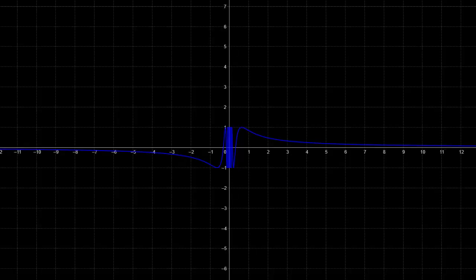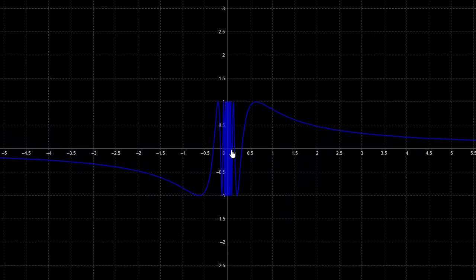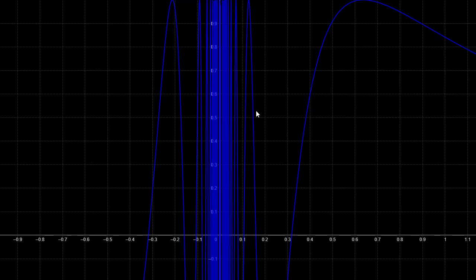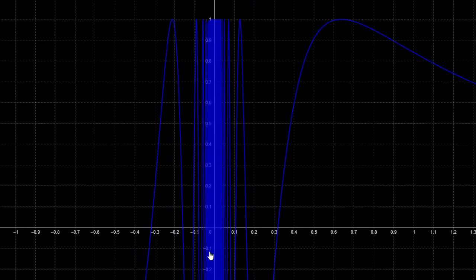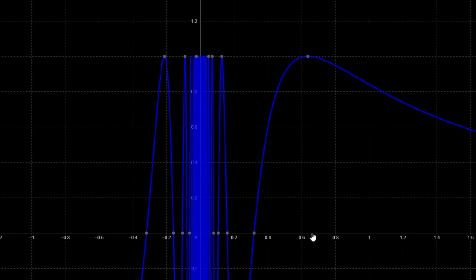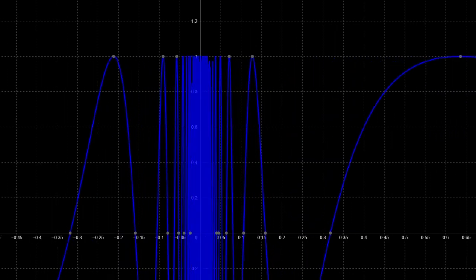Okay, so here is just the graph of y equals sine of 1 over x, and maybe it does look very strange, but as we're getting closer and closer to 0, what you'll find is that we just get a whole bunch of oscillations. So it doesn't matter how close you're able to get.